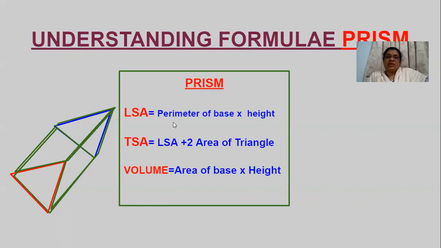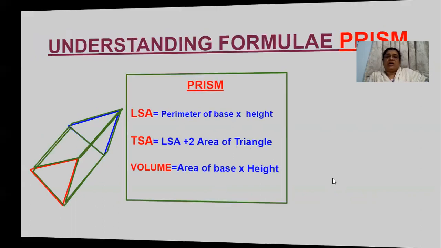The LSA will be perimeter of a base into height, and the TSA will be lateral surface area plus two area of triangles. See here, two triangles are there. This one is blue in color and this one is red in color. Two area of a triangle, and the volume will be area of a base into height.